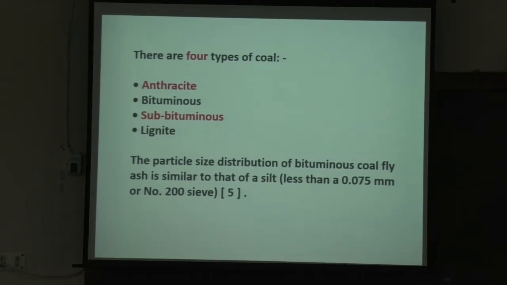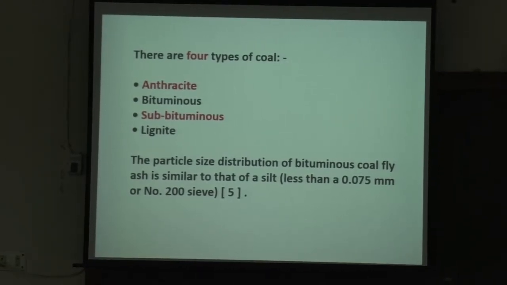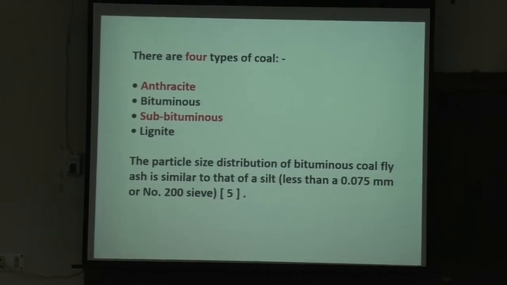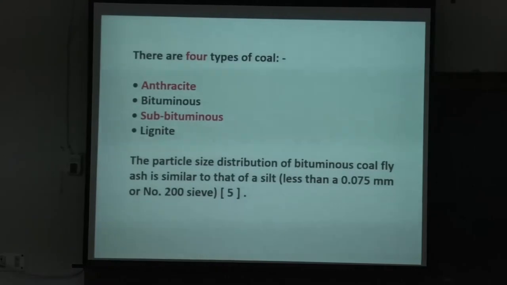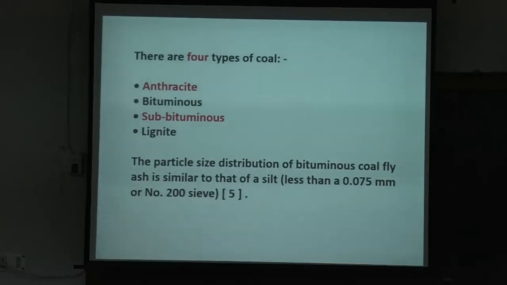The particle size distribution of bituminous coal fly ash, if you have a coal fly ash from particle size distribution, is similar to that of a silt. Less than 0.075 millimeter. That means about 75 microns, which can go through number 200 sieve. So that can actually go through the 75 micron particles, so less than that.